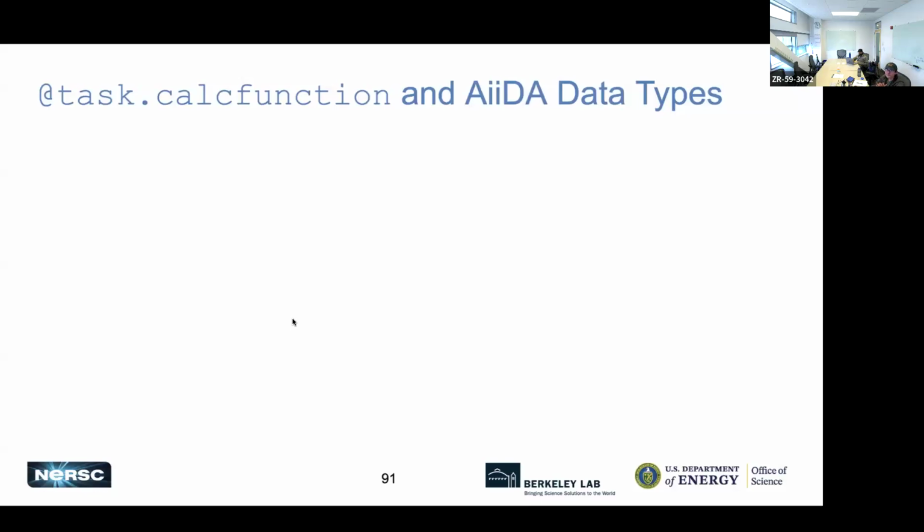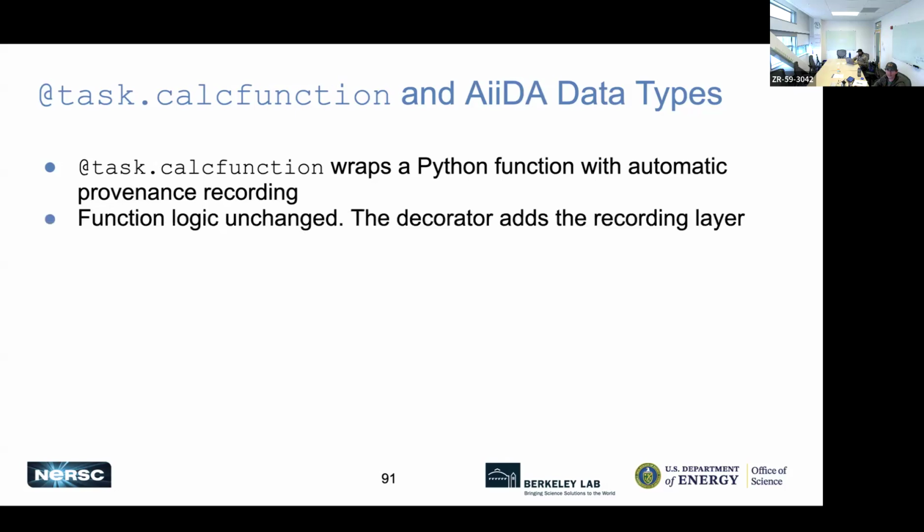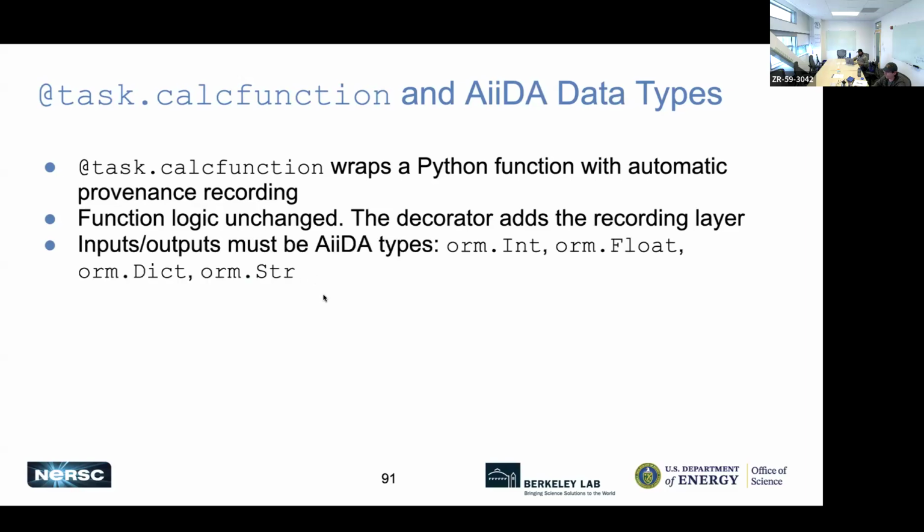Okay, so moving up to the first example, you add the task.calc function decorator to your Python function, and that is the sign and entryway for AiiDA to do all of the information extracting that it needs to do. Your function is the same. Everything it does is the same. All of the stuff is behind the scenes and automated for pulling out that information and preserving it.